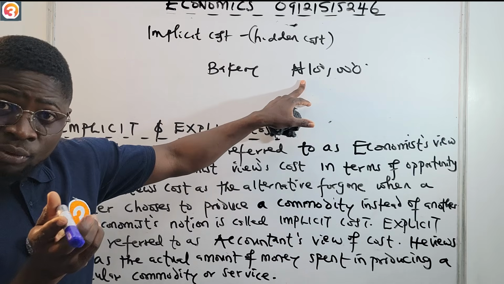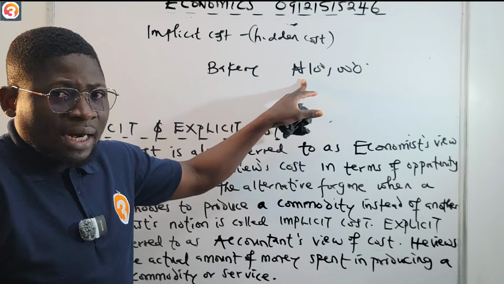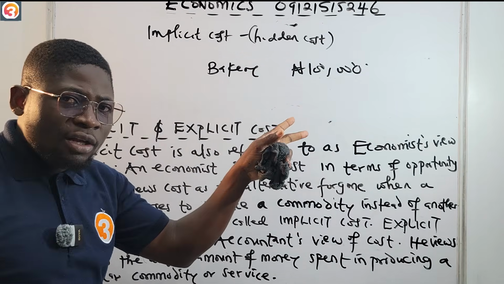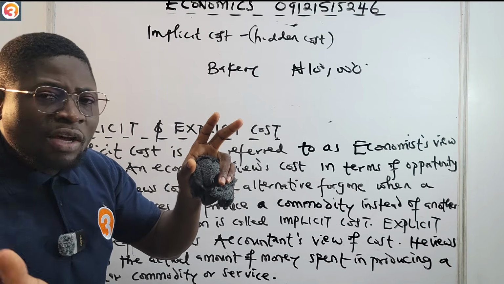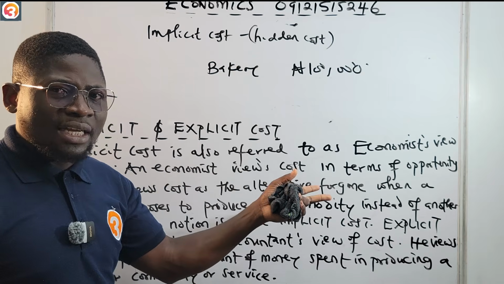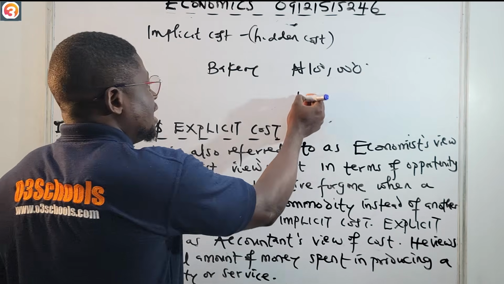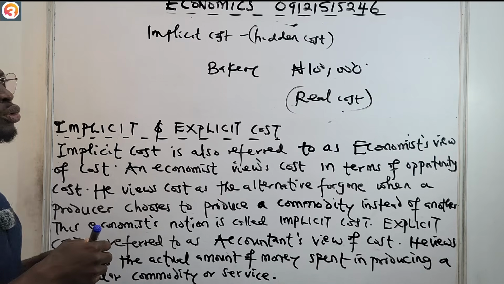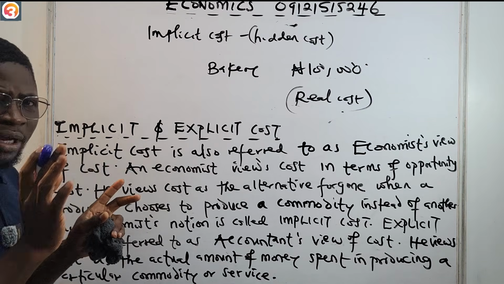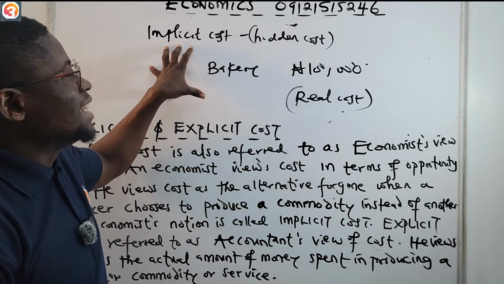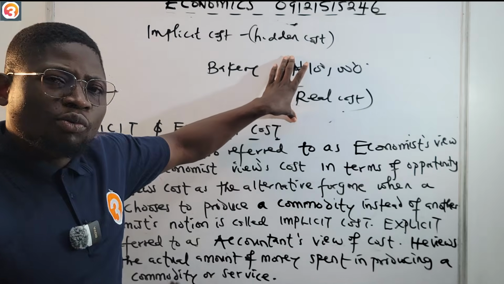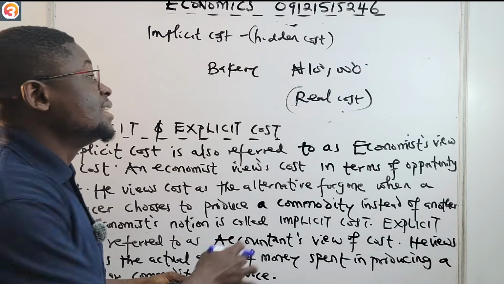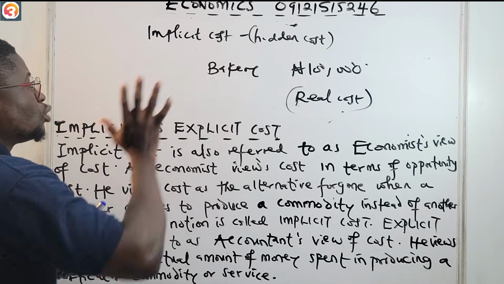It's a real cost because you gave up something. You gave up this one so that you can focus on this one. You gave up A so that you can produce B. So for that reason, it's actually a real cost. But you do not pay for it with money. That is why it is called implicit. It is hidden, but it is a real cost. So this is what we call implicit cost.